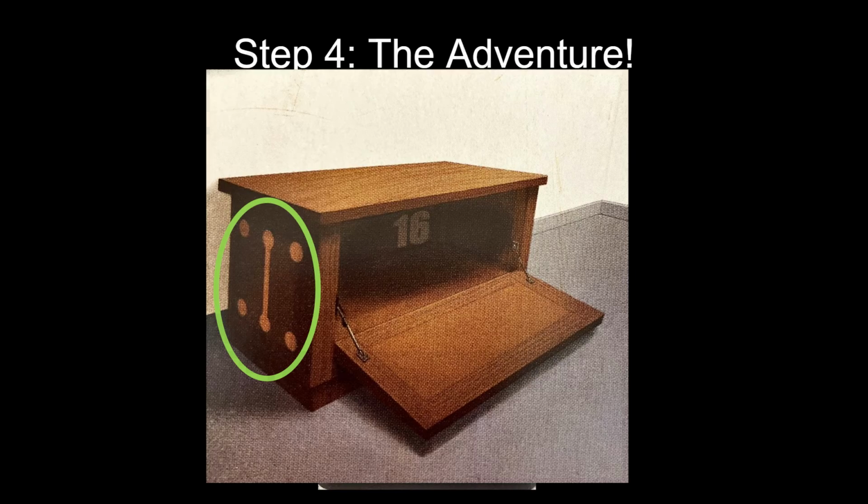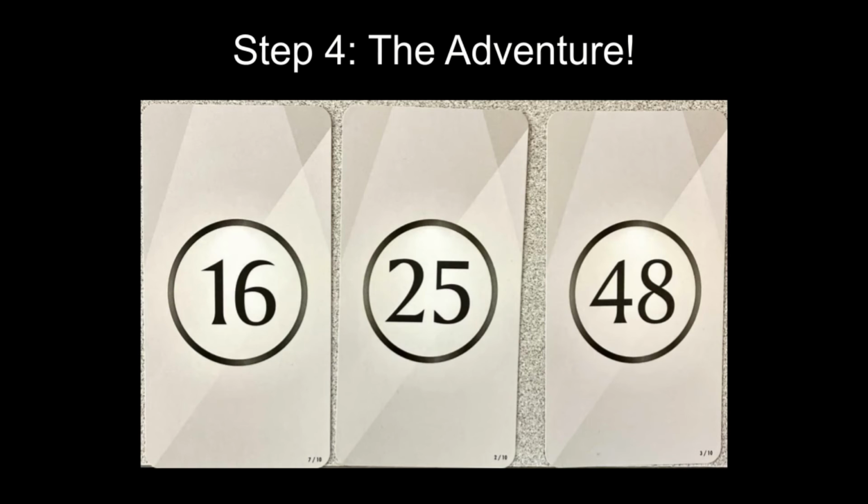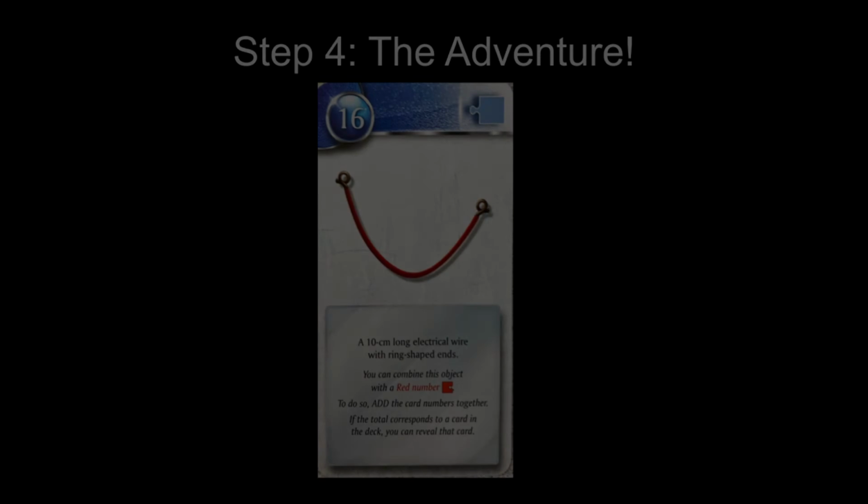What else do you see? Yes, the number 16 is hidden in the wood on the inside of the chest. Always look carefully at each card for hidden symbols and numbers, as they may lead you to your next clue. With the new information found within the cabinet, we can now safely flip card number 16 over to find an electrical wire. I have a pretty good idea where we can use this.